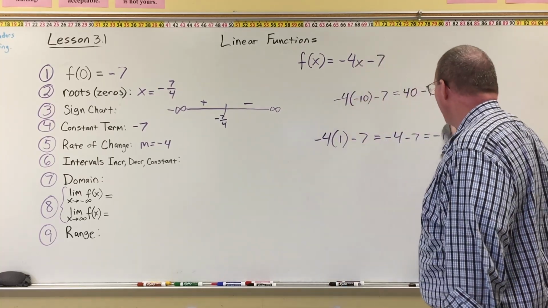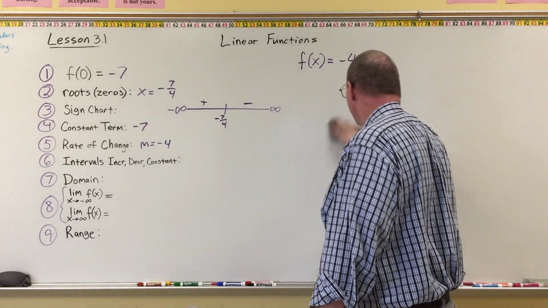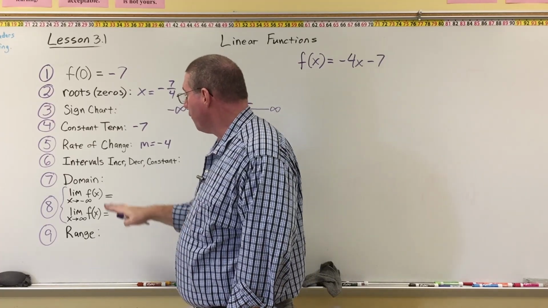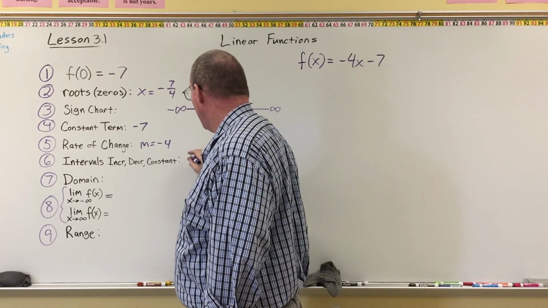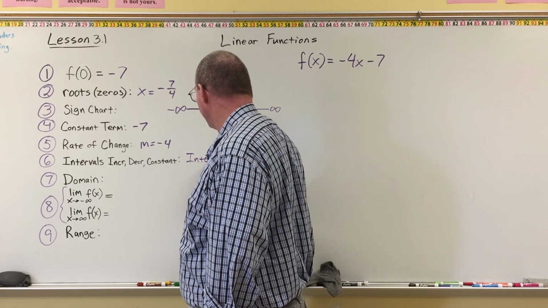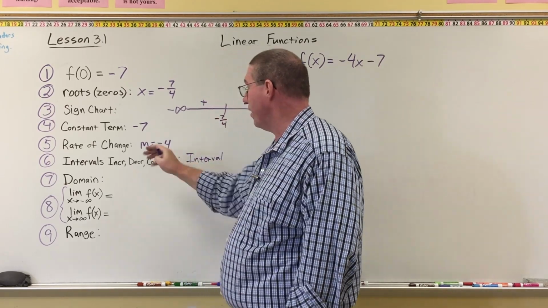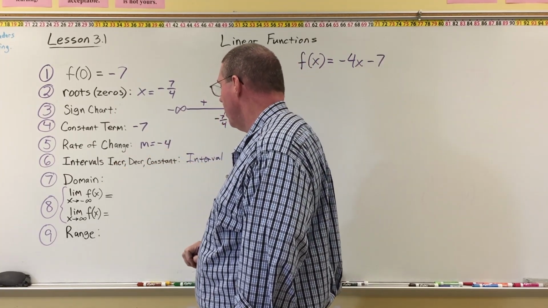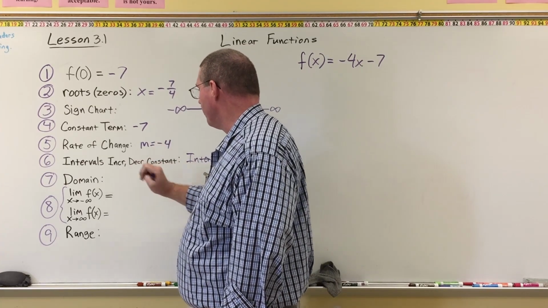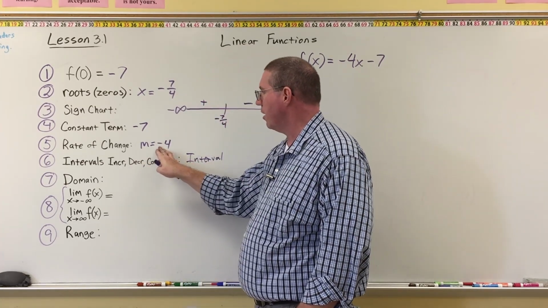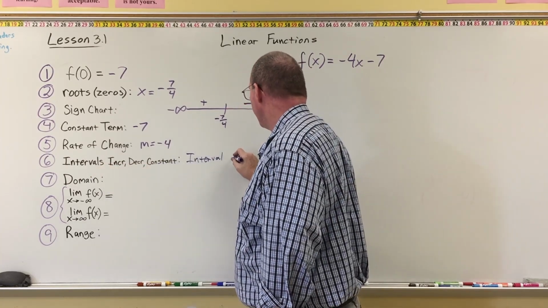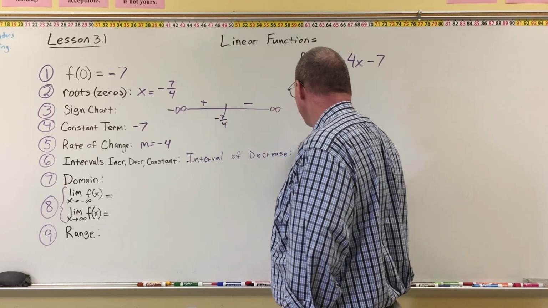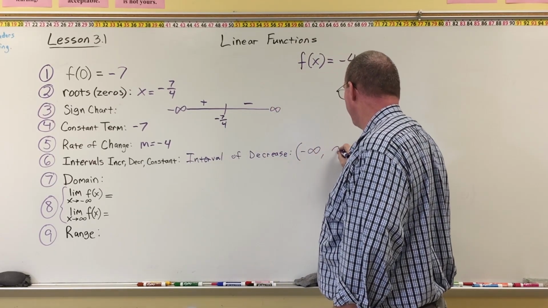Okay? All right, let's go down here to intervals of increase and decrease. And we said that linear functions only have one of them. Well, what's this one going to be? This one's going to be an interval. Well, we said that it's based on the rate of change. We said if the rate of change is positive, it's an interval of increase. But if the rate of change is negative, it's an interval of decrease. Well, we have a negative rate of change, therefore we have an interval of decrease. And we said that it will always be negative infinity up to positive infinity.